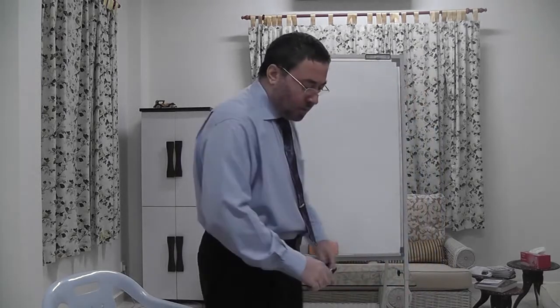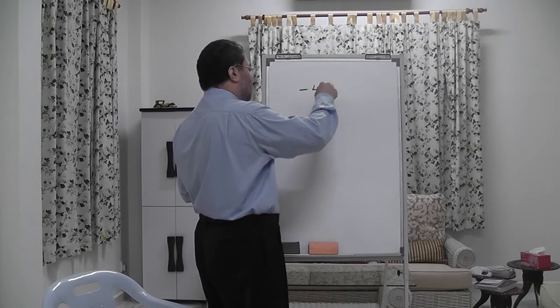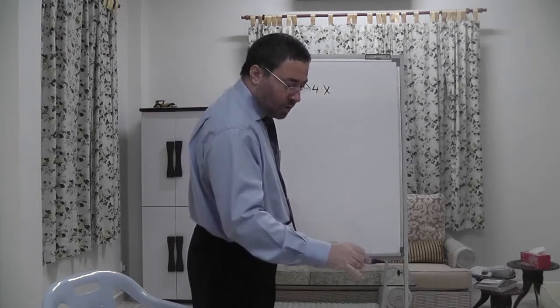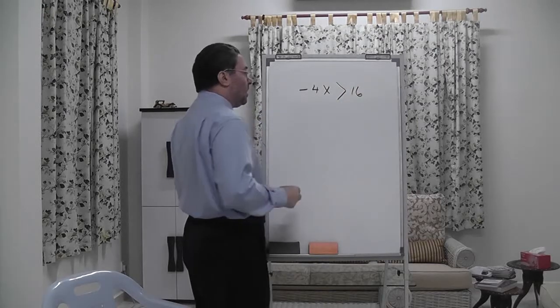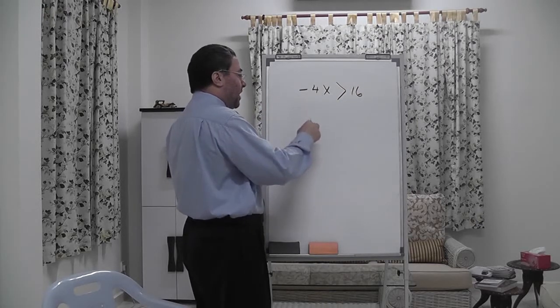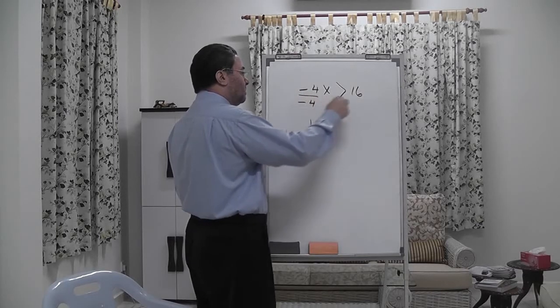Written exercises: solve each inequality, graph the solution set. And we start with number 2, minus 4x more than 16. Here we need the value of 1x, so we have to divide by minus 4.